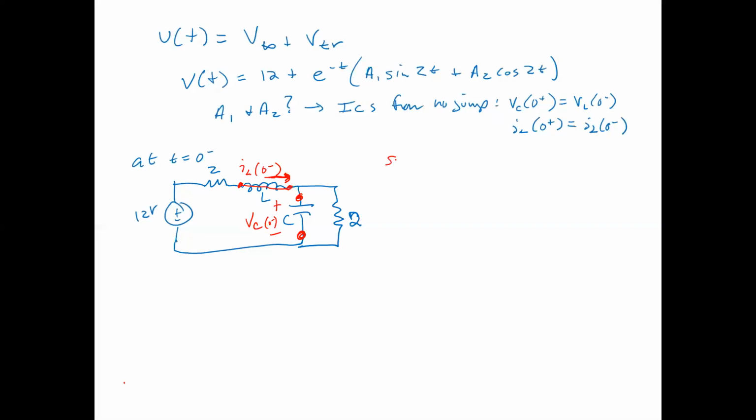Okay, quiz time here. Steady state, inductors are short, capacitors are open. What is IL of 0 minus? This one's actually not too hard. 3 amps, right? Because if that inductor is a short, you got 12 volts. The 2 ohms here and the 2 ohms there are taking that current from 12 volts to ground, right? So it's 12 volts over 4 ohms. So we have 3 amps.